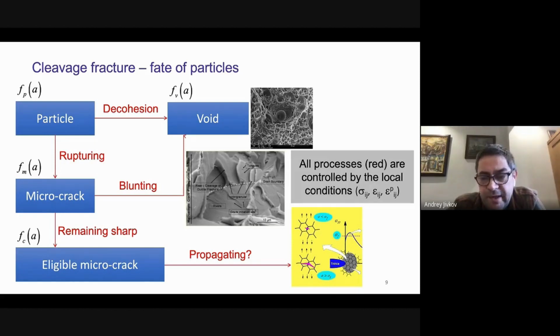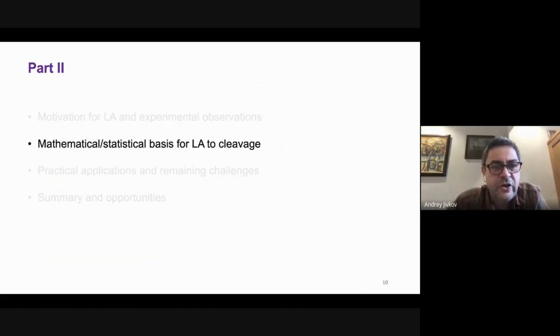But whether it propagates depends on the stresses on this. So you may have a particle that ruptured and formed a sharp microcrack, but the local stress is not enough to cleave the entire material. And so there is an additional condition here that the stress on the eligible microcrack should be larger than some critical value. Right. So how do we represent this mathematically?